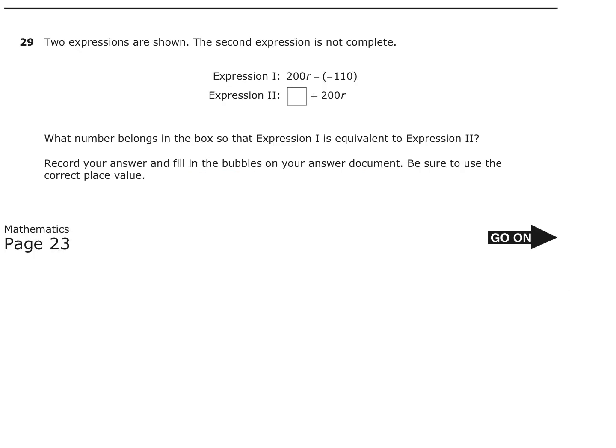Okay, the next question, number 29. Two expressions are shown. The second expression is not complete, so we have to fill in the box here. The first expression says 200R minus a negative 110. And that's equal to what? What is missing so that these two are equal?